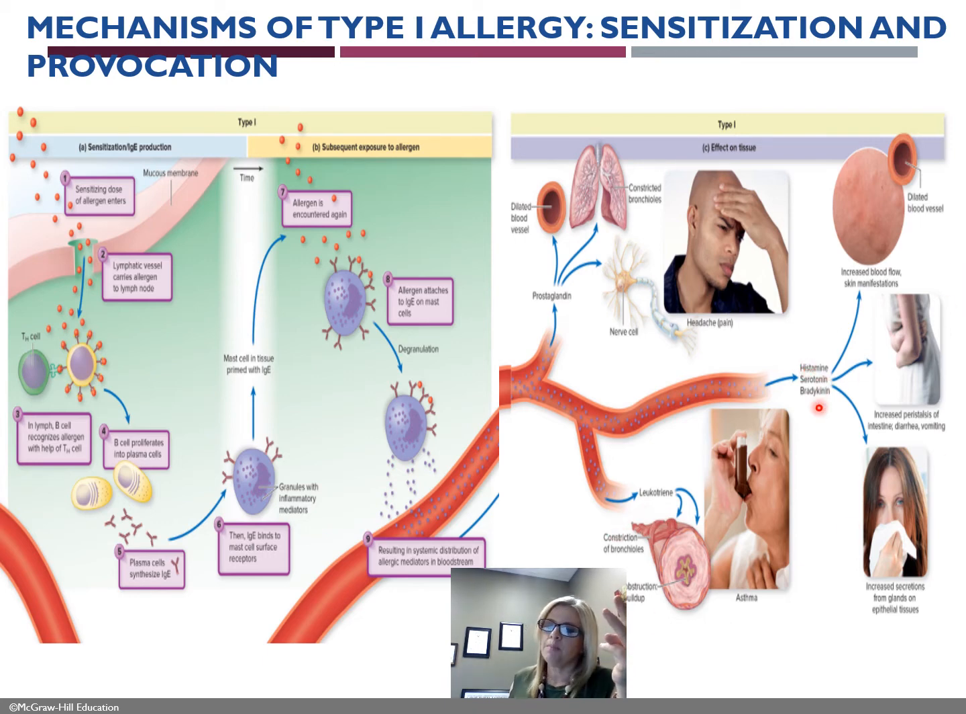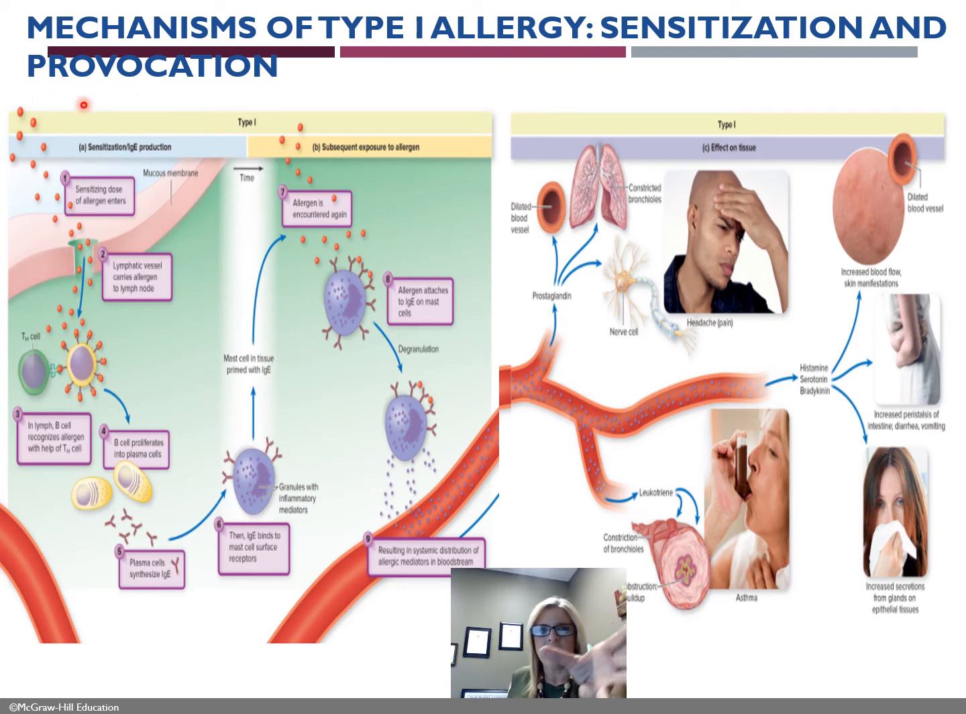Histamine, serotonin, and bradykinin are all going to be released, and that's going to increase blood flow and dilate blood vessels, okay, and that's where you get that pressure feeling. And you're going to have increased peristalsis in the intestines, which will cause diarrhea or vomiting, depending on the level of that. And you can also have increased secretion. So what does that mean? The runny nose, okay?